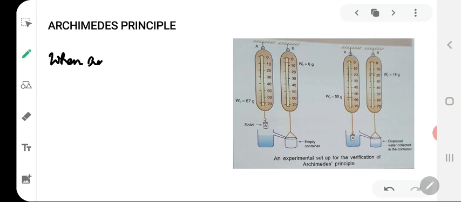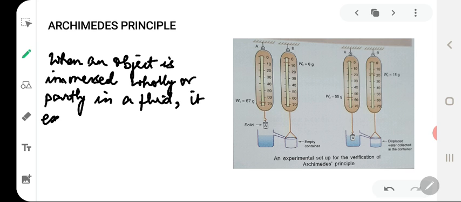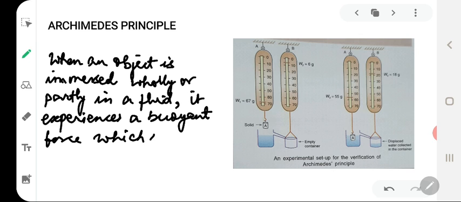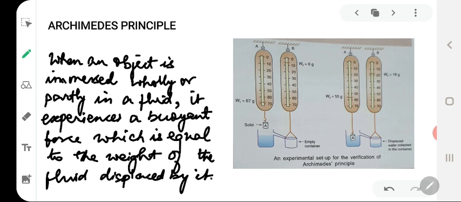When an object is immersed wholly or partly in a fluid, it experiences a buoyant force which is equal to the weight of the fluid displaced by it.